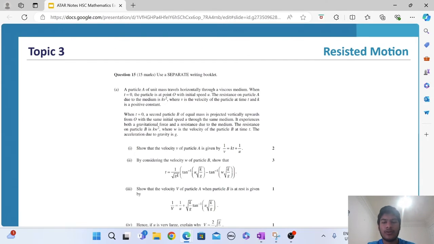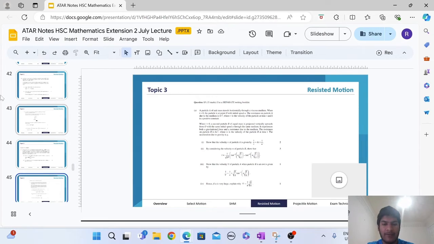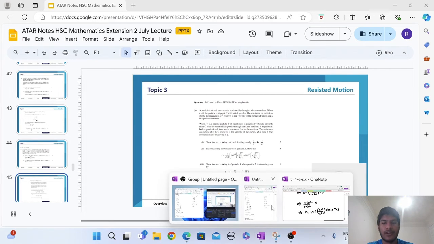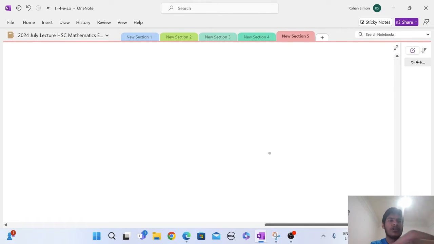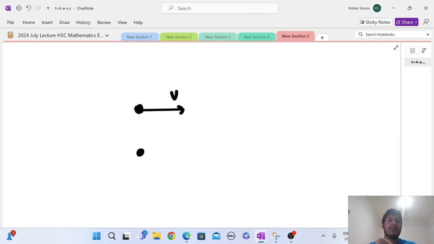Now this is a good question because it combines both horizontal and vertical resisted motion, and so we can sort of get both covered in one shot. So first thing, draw a diagram. So we have particle A that we're interested in first, and that one's traveling horizontally. So that's our velocity. And if we look at the net force, the sign convention that I'm going to use is to the right is positive, and therefore we have the force of resistance acting to the left of kv squared.